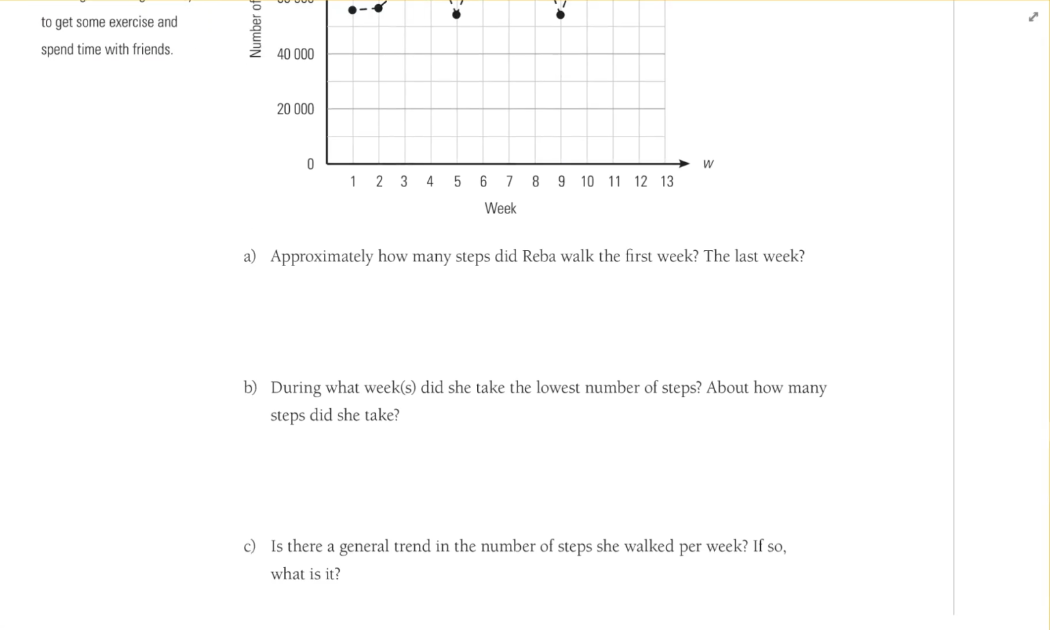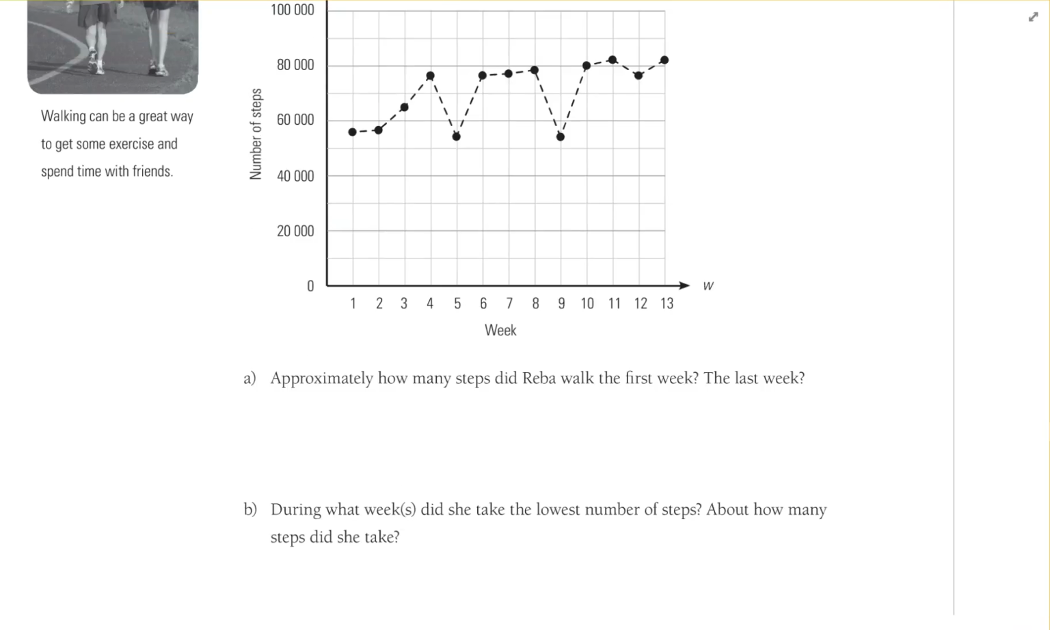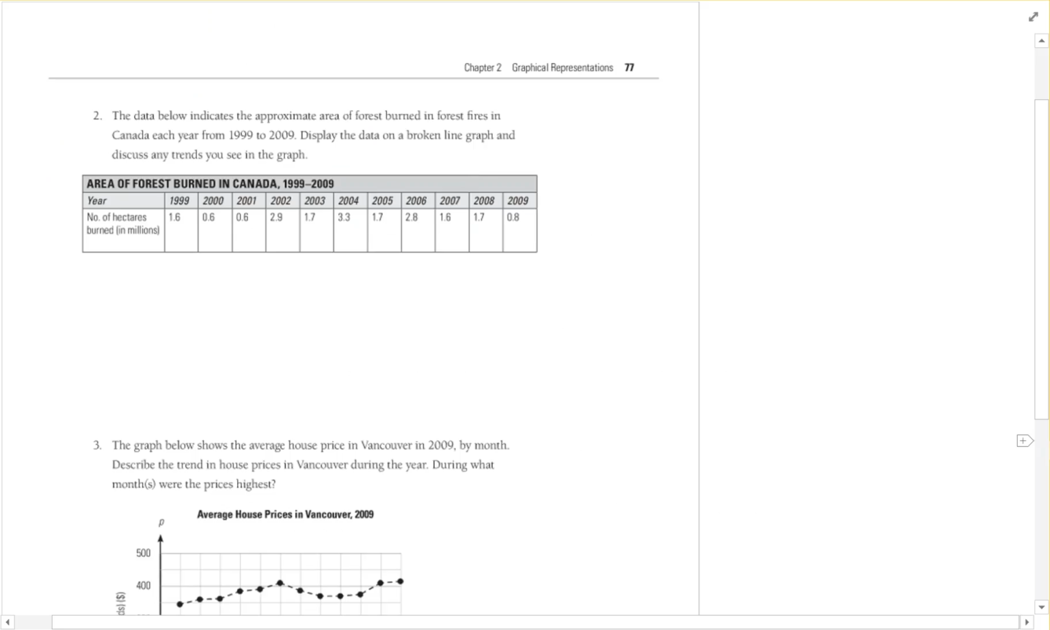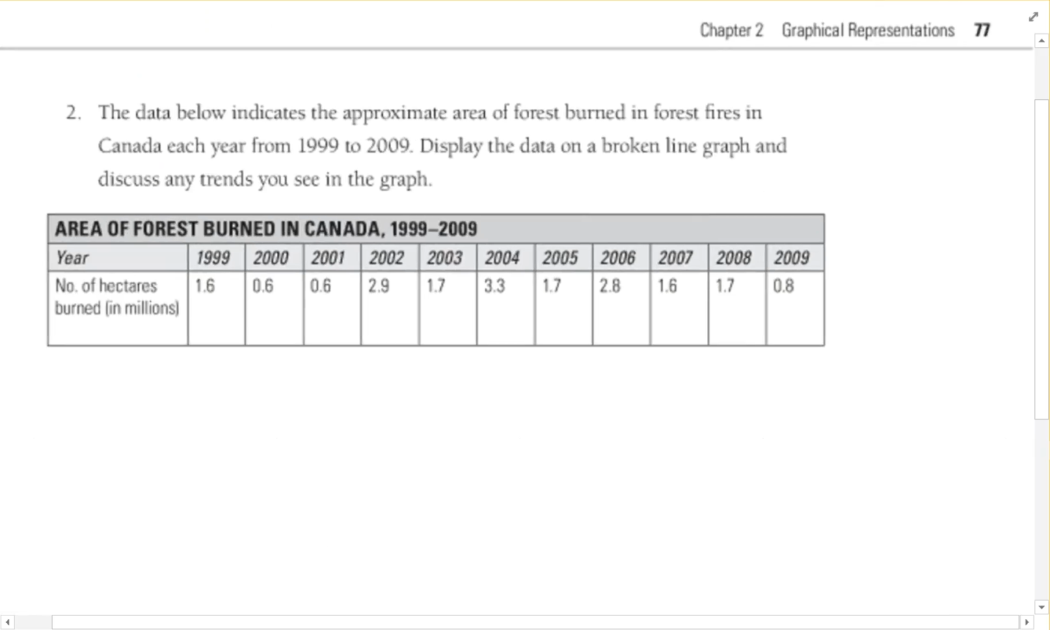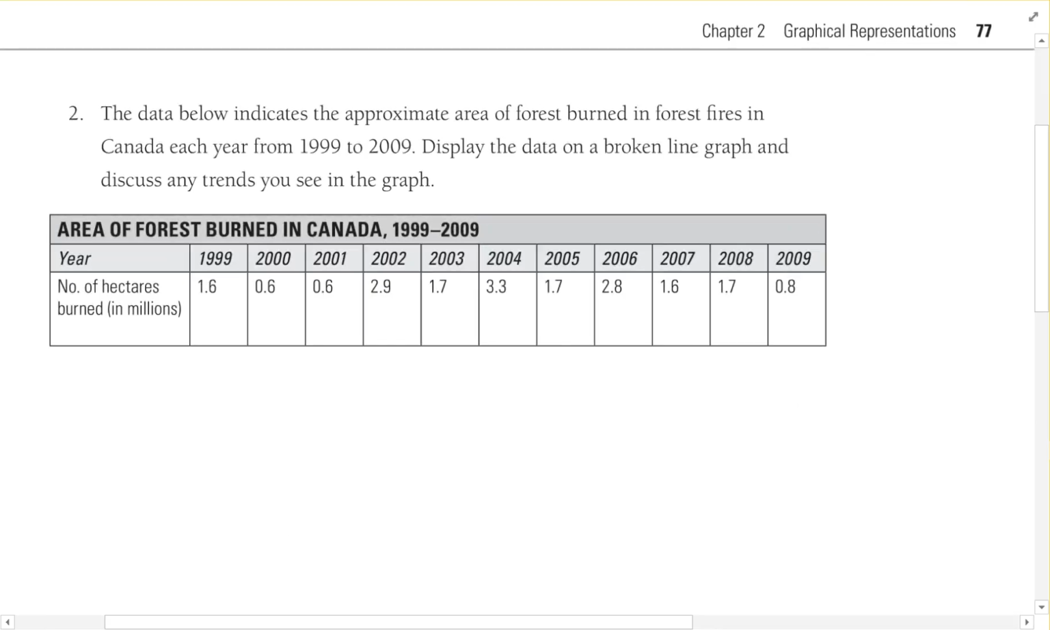Okay, moving on. The data below indicates the approximate area of forest burned in forest fires in Canada each year from 1999 to 2009. Display the data on a broken line graph and discuss any trends you see in the graph.